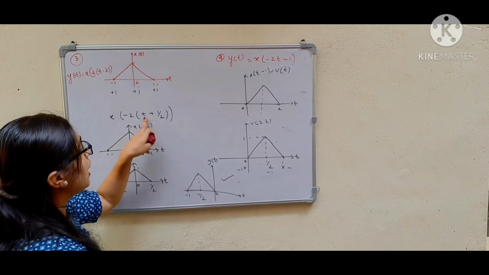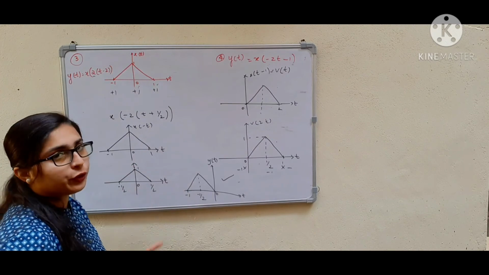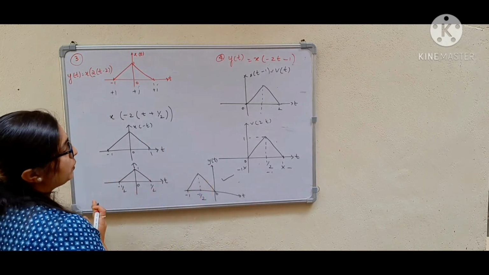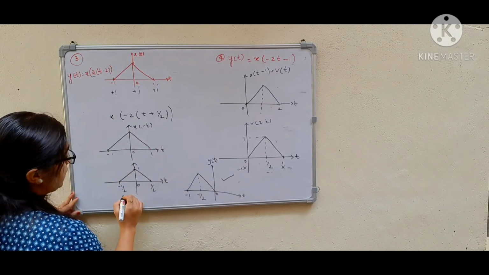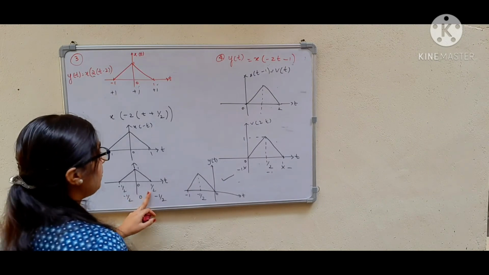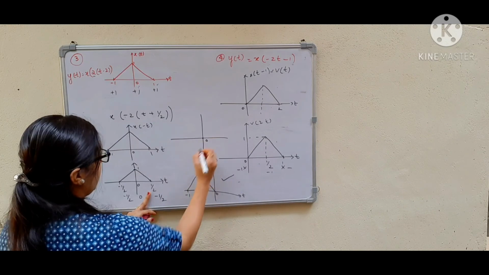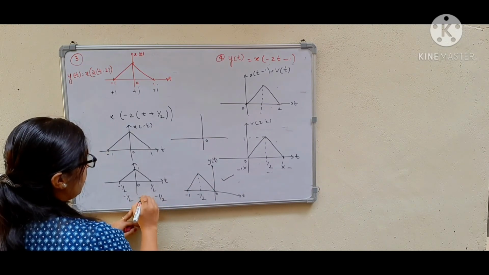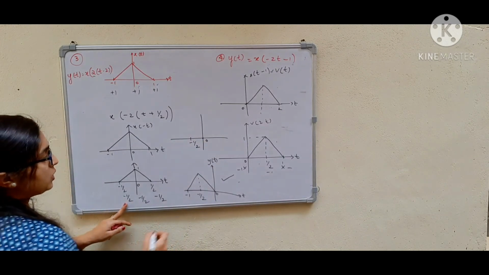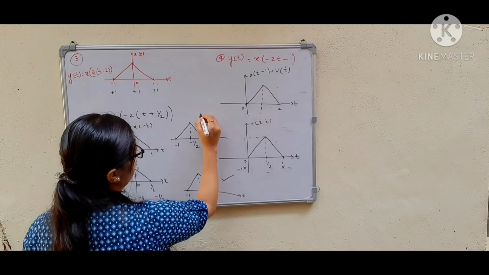Now I will perform the shifting operation. That means t plus 1 by 2, we are going to get the advanced version. That means the signal will be moved towards the left by 1 by 2 units. So if I consider minus 1 by 2, minus 1 by 2, 0. So this will be at 1 by 2, 0, and this is minus 1 by 2, so you will get it at minus 1 by 2. Minus 1 by 2, minus 1 by 2 will be minus 1. This is y of t.